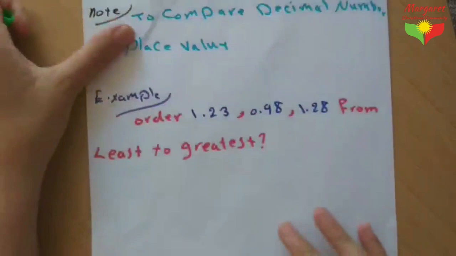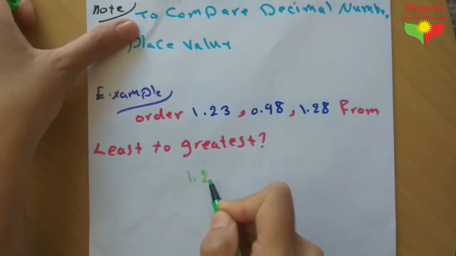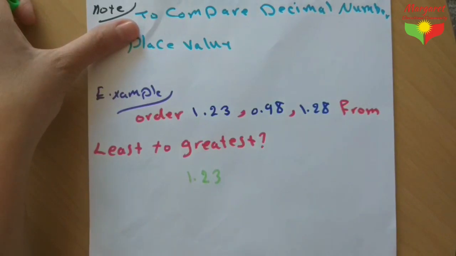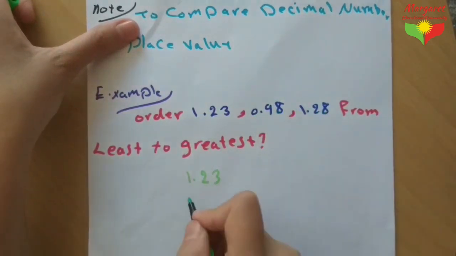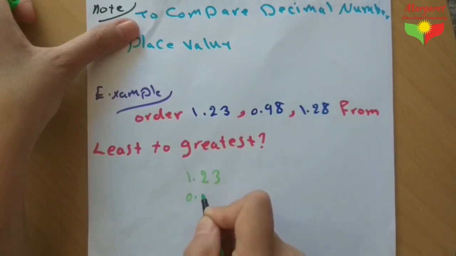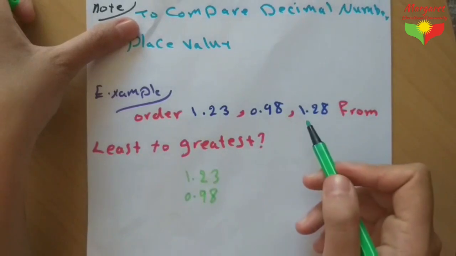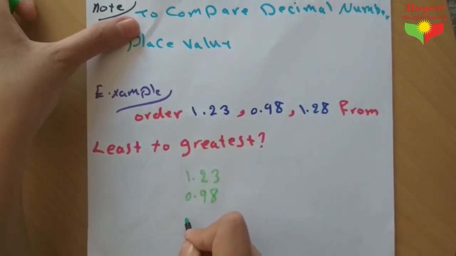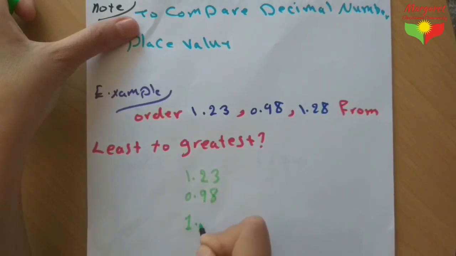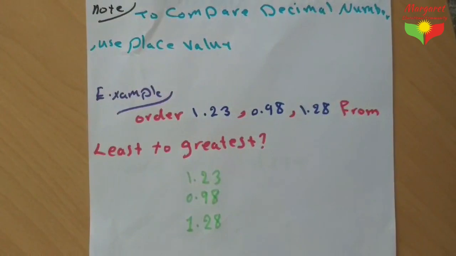Write the 3 decimal numbers. We have 1.23 and we have 0.98, right under this decimal point. After that we have another decimal number, 1 and 28 hundredths. How do we compare?